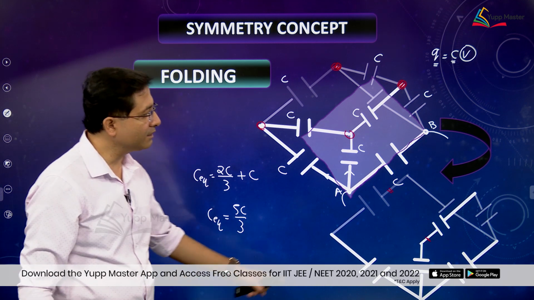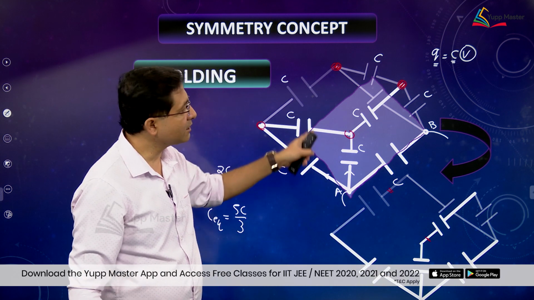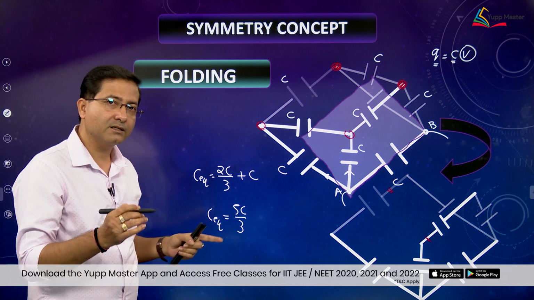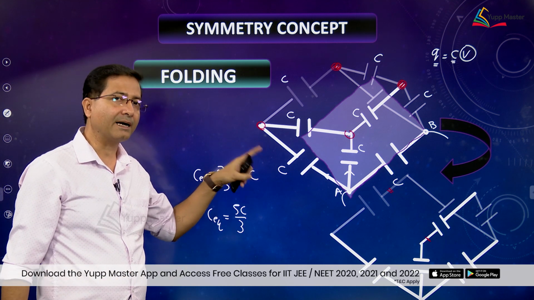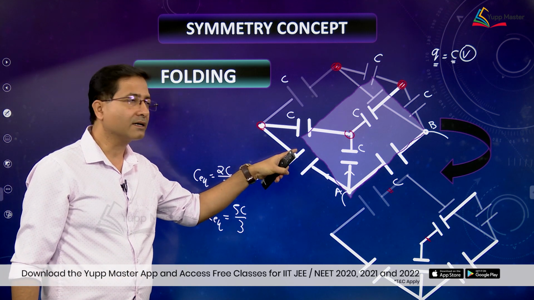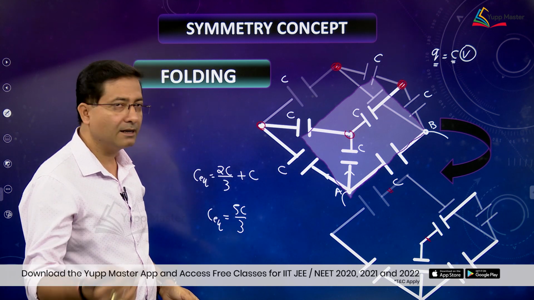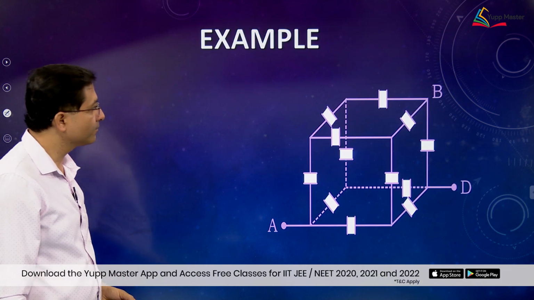can be easily calculated using the concept of symmetry. If the circuit is 2 dimensional, then it will be an axis of symmetry. Here the circuit is 3 dimensional, that is why we have a plane of symmetry. Similarly, let us take one more example.